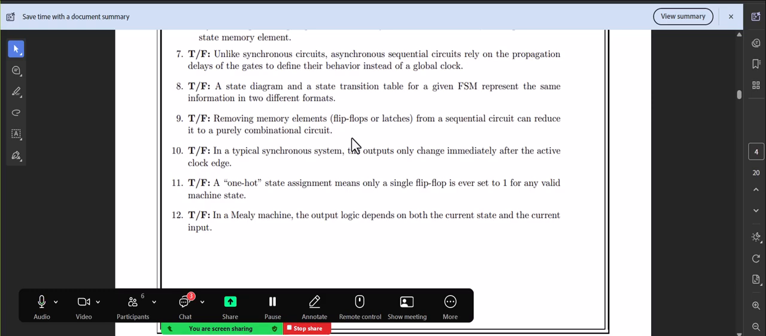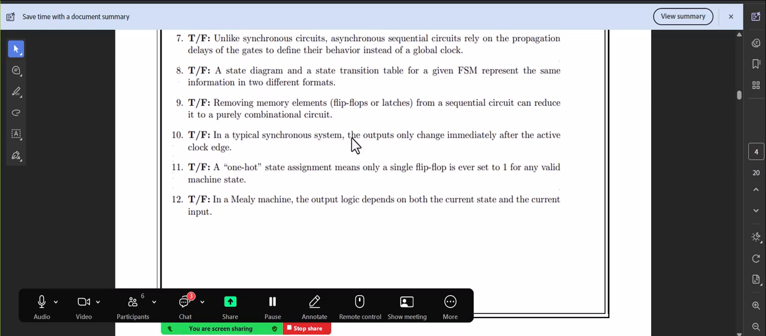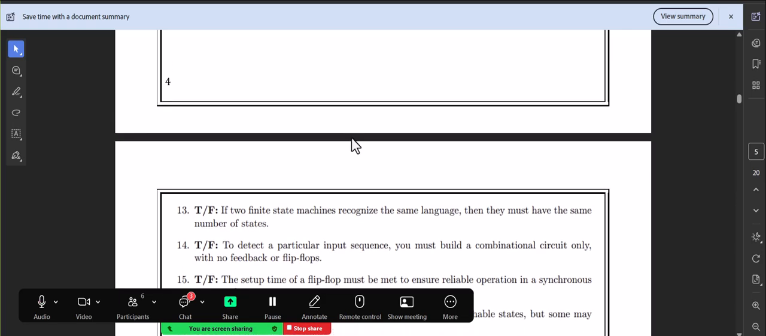In a Mealy machine, the output logic depends on both the current state and the current input. True. If 2 finite state machines recognize the same language, they must have the same number of states. False. That doesn't even make sense.